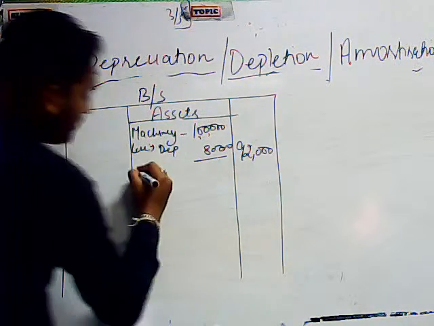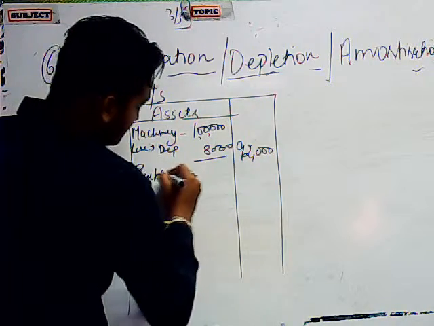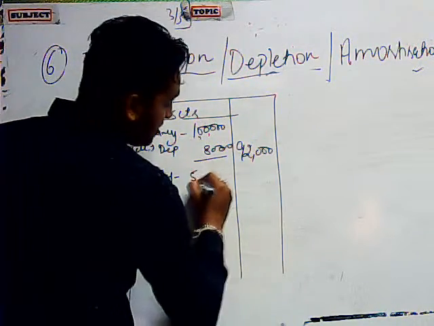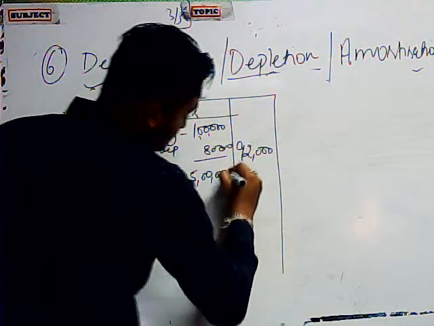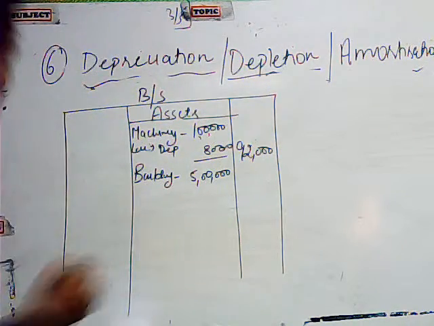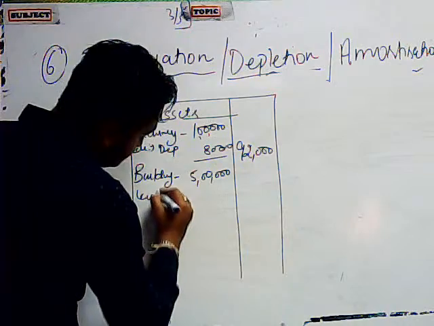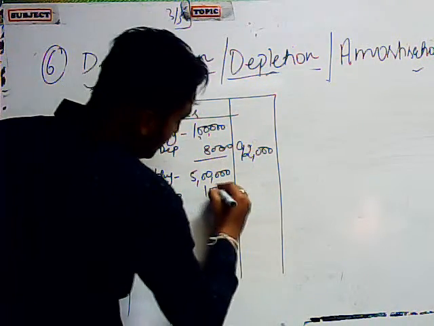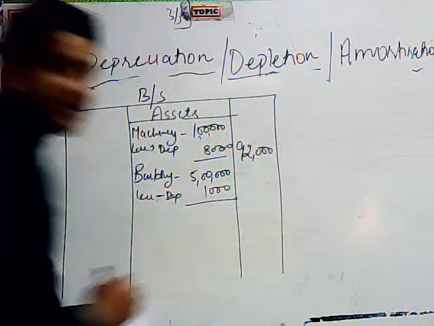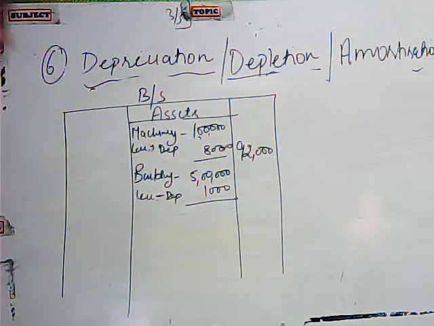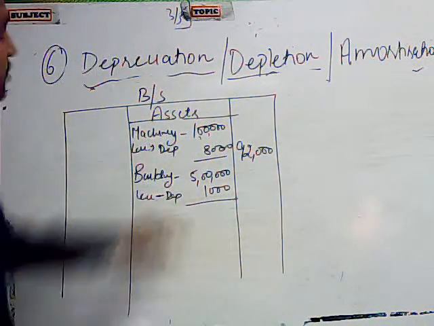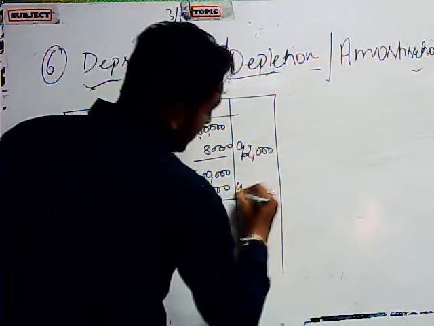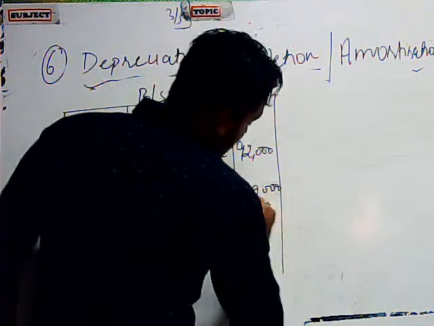After that, the second item is building. Let's suppose the value of building is 5 lakh rupees. Less depreciation of 1,000 rupees. You can say it's just an imaginary figure. That is how we record this transaction, the value of depreciation. The remaining value is 4,99,000.